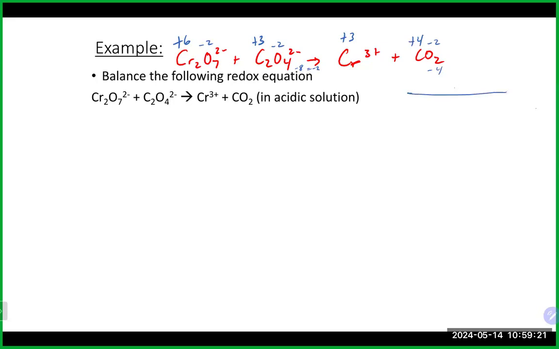Once again, if we just follow what's going on, we take a look at our chromium starting at +6, which is out here, ending at +3, which means it is becoming more negative and going through reduction. We look at our carbon, which is +3, ending at +4, becoming more positive, going through oxidation. All right. So we know that that is being reduced.